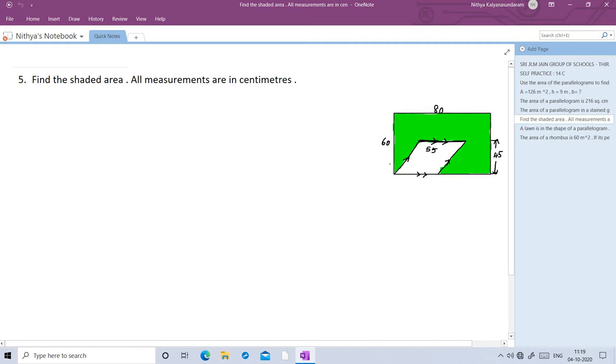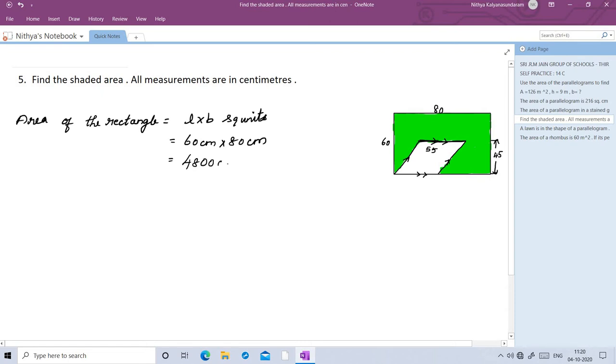The biggest area is the rectangle. So area of rectangle is equal to length into breadth, square units. The given length is 60 centimeters and breadth is 80 centimeters. 6 8s are 48, add 2 zeros: 4800 centimeter square. So this is the area of the rectangle.